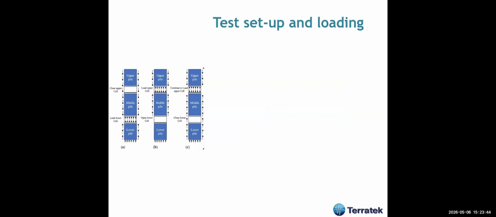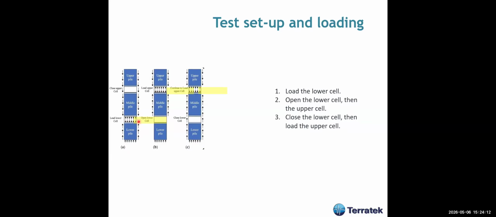And the Chinese did that, okay? But with another company. The test setup and loading. So what they had, these are the piles, and these are the cells. They had two cells. One operated initially, okay? First, they put pressure in the lower cell. Then they open the lower cell, and then the upper cell as well. Okay, this is the upper cell. And then they close the lower cell and then load the upper cell.